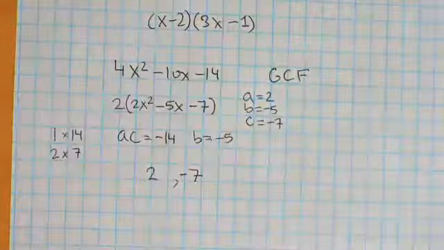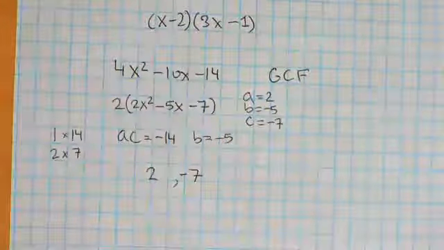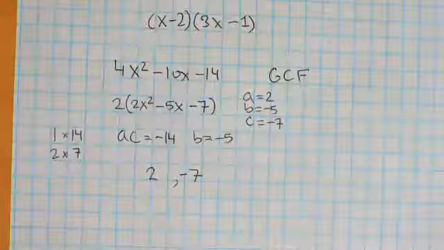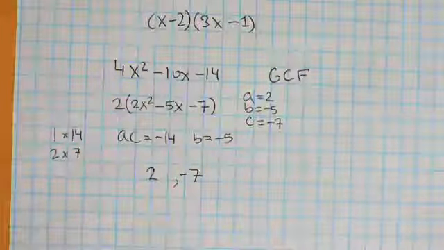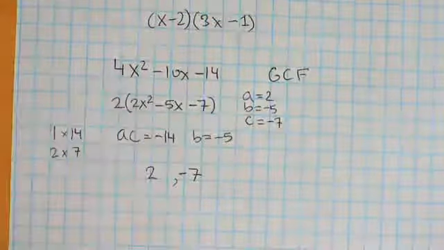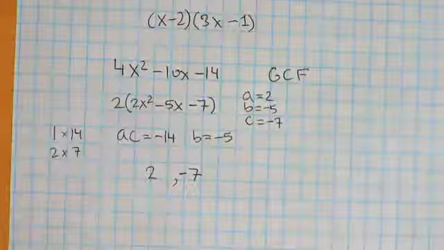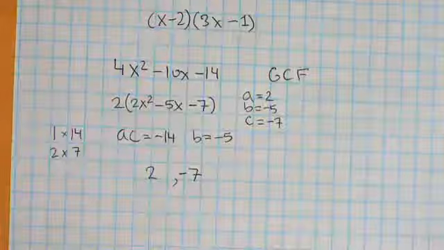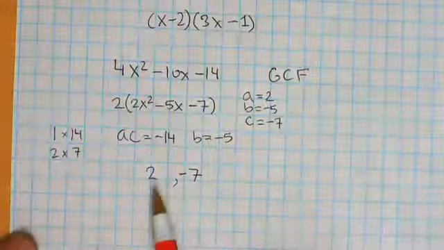And I'll remind you that if you don't know what the factors are, a little bit of an exhaustive search might be in order. So you can find all the factors of A and C and then figure out how you need to combine them with signs to get your B. So at this point, we have 2 and -7.